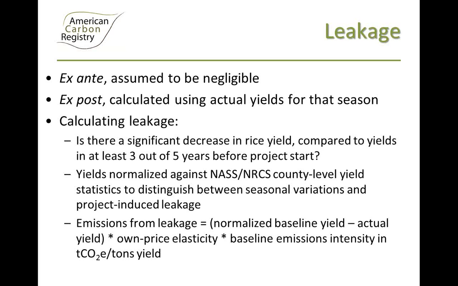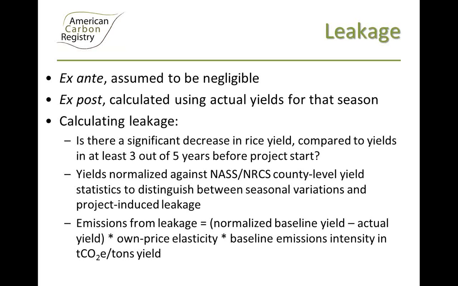I want to talk a little bit about leakage. Leakage, the hypothesis for this methodology is the type of practices that we're talking about will have negligible impacts on yields. But if there is a significant impact on yields, that has to be derived based on the actual yields for the growing season. So the way the methodology does that is to compare yields to historic yields at least 3 out of the 5 years before the project start.